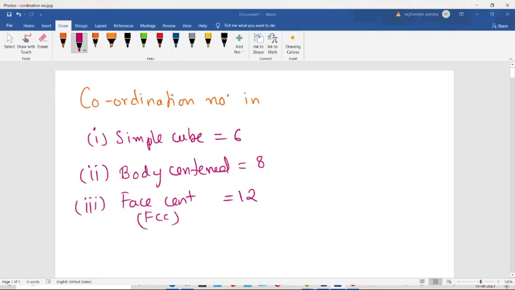Okay, if I take one of the faces like this, I will get 8 spheres: 4 spheres at the corner, and one at the center of the face. So these are the two types.